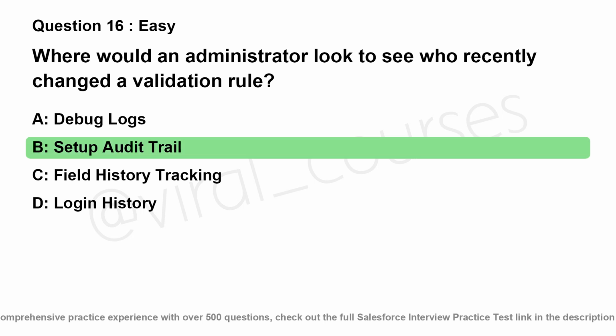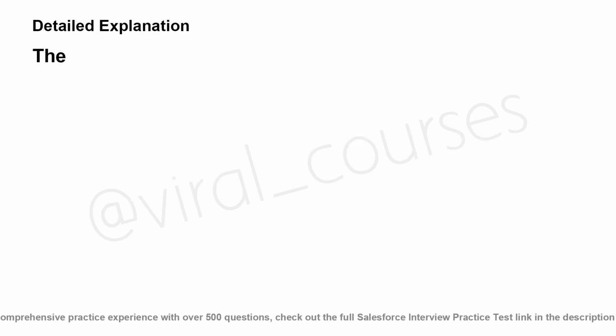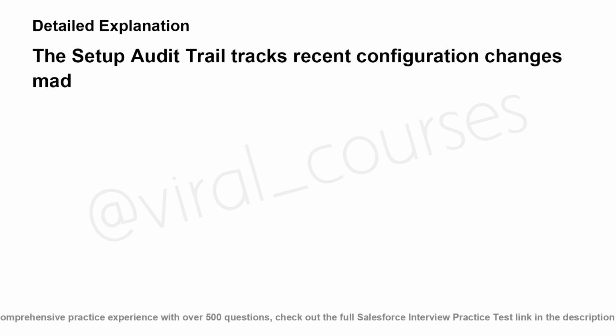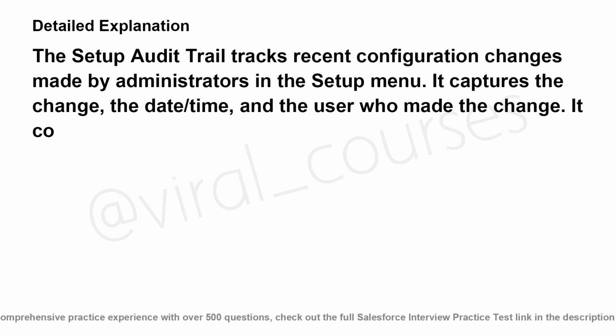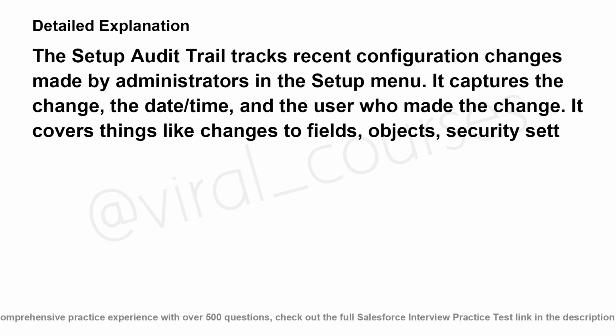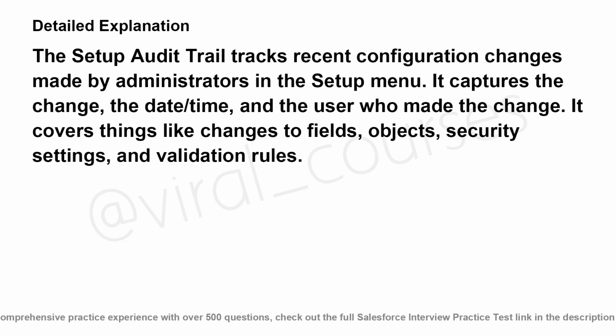The correct answer is B. The Setup Audit Trail tracks recent configuration changes made by administrators in the Setup menu. It captures the change, the date, time, and the user who made the change. It covers things like changes to fields, objects, security settings, and validation rules.